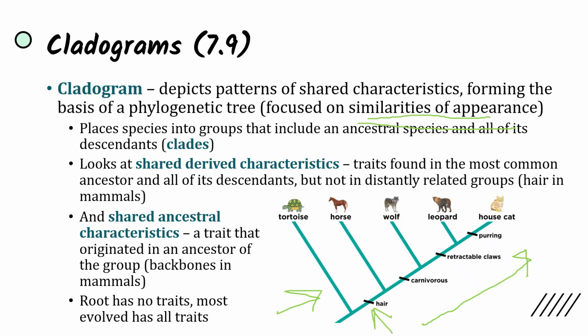Then between horse and wolf came the shared derived characteristic of being carnivorous, so having the teeth that can pull apart meat. So all of the following descendants are going to be carnivorous, are going to have the teeth necessary to eat meat. And so we end up here with the house cat, the most evolved out of these groups, which is going to have purring, while all of the other species in this cladogram do not. So the root doesn't have any of the traits located in the cladogram, but the most evolved species is going to have all of the shared derived characteristics shown throughout the cladogram.